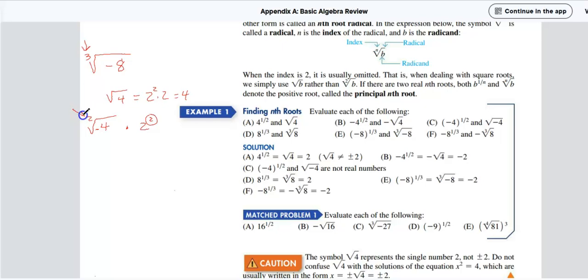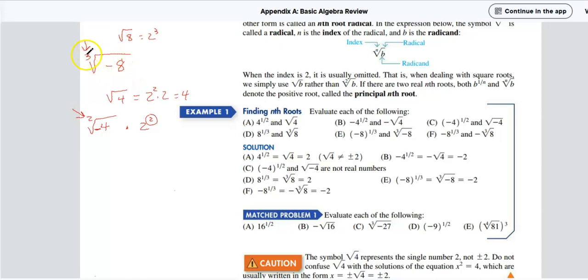So if that is an even number on the root, I cannot have a negative here without it being an imaginary number. However, for a cube root, the cube root of 8 is 2. Why is that? Because 2 cubed equals 8. 2 times 2 times 2.